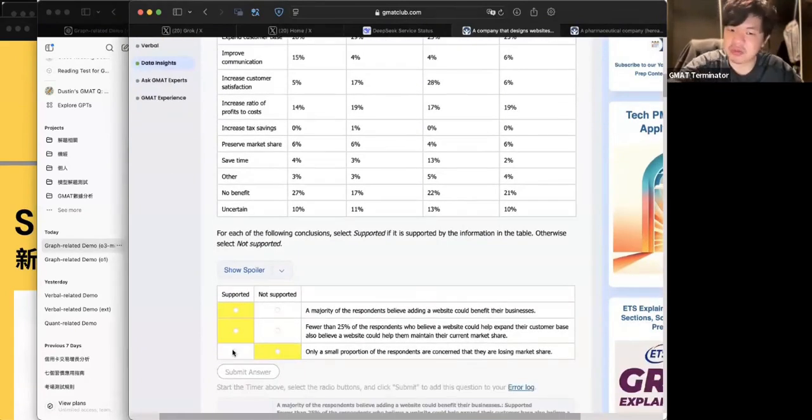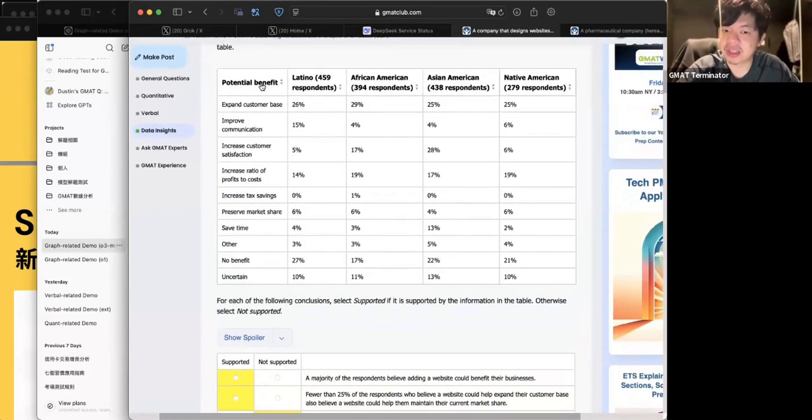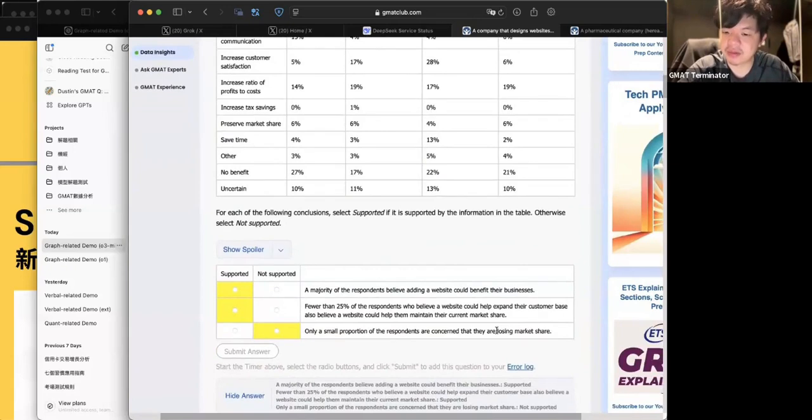But actually, as humans, we can immediately see that this is wrong. Why? Because what the passage talks about are the benefits, saying that maintaining market share is at 6%, 6%, 4%, and 6%. That's the focus. But this option is talking about losing market share. Losing market share and maintaining market share are not the same thing. Saying that 6% of people care about maintaining market share doesn't mean that 6% are talking about losing market share.